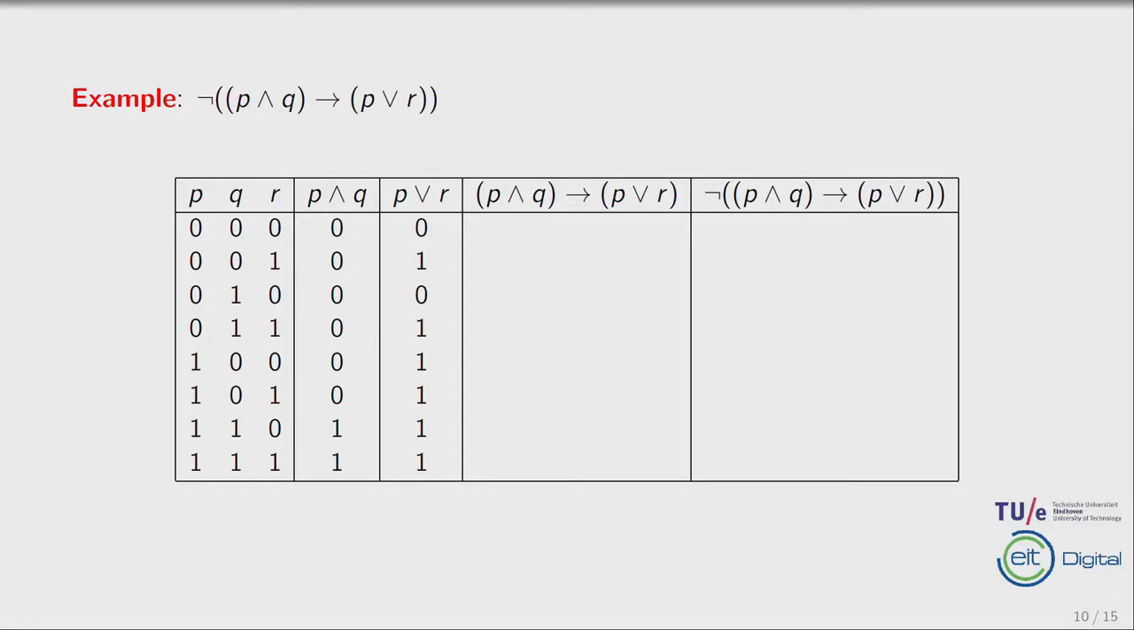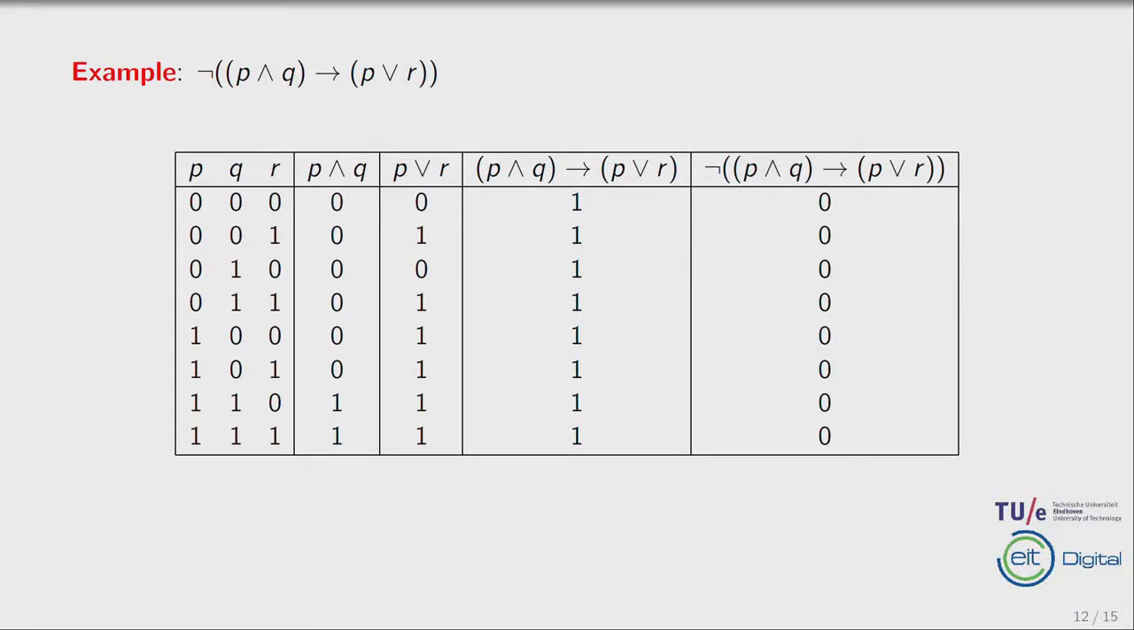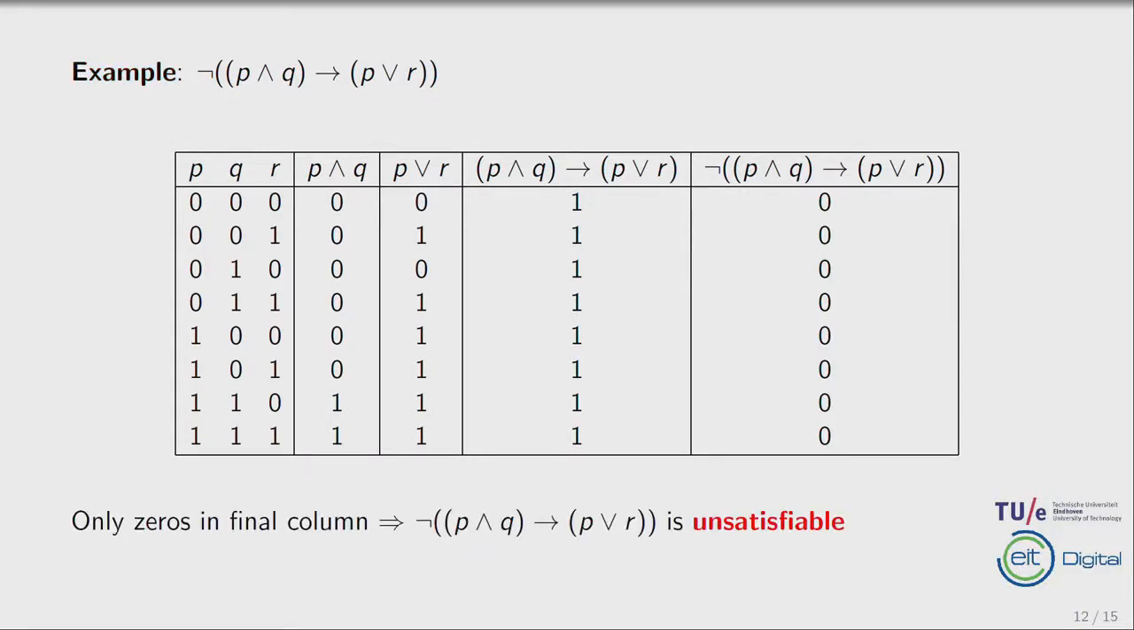For the implication it only yields false in case the part before the arrow is true and the part behind the arrow is false. But it turns out that it doesn't occur at all, so here we get for all cases a 1. And if we put a negation around it, we get for all cases a 0. So the conclusion is, of our formula, we have only zeros in the final column. That means that the formula is unsatisfiable.